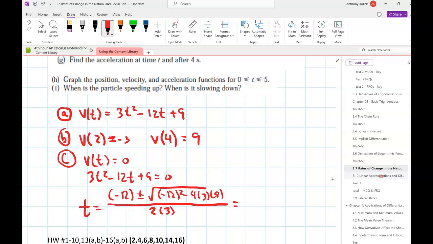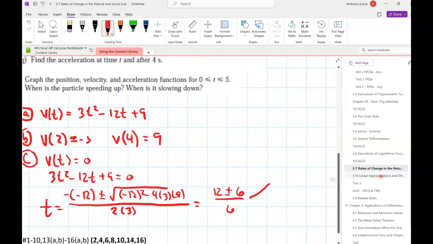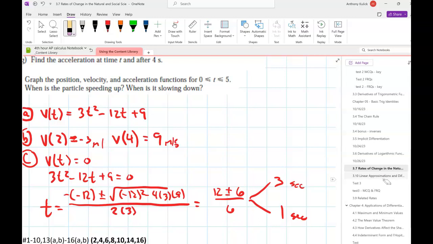So let's see, what do I get here? 144 minus 108, that's 36. Square root of that is 6. So if we add, that's 18 over 6, that's 3. If we subtract, that's 6 over 6, that's 1. Guess we should put a unit on that. Probably do the same thing here, right? Meters per second. So far, so good?